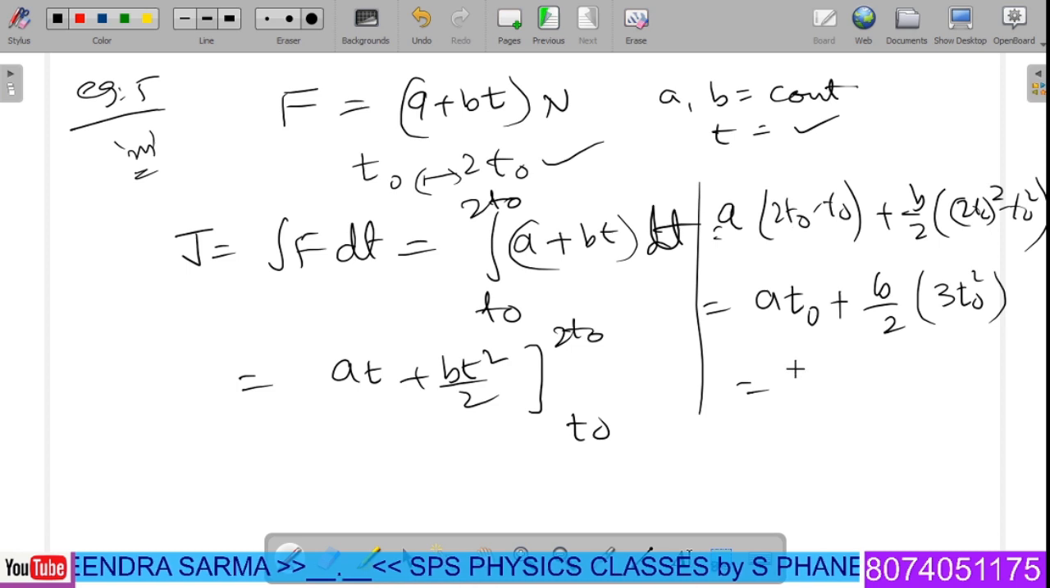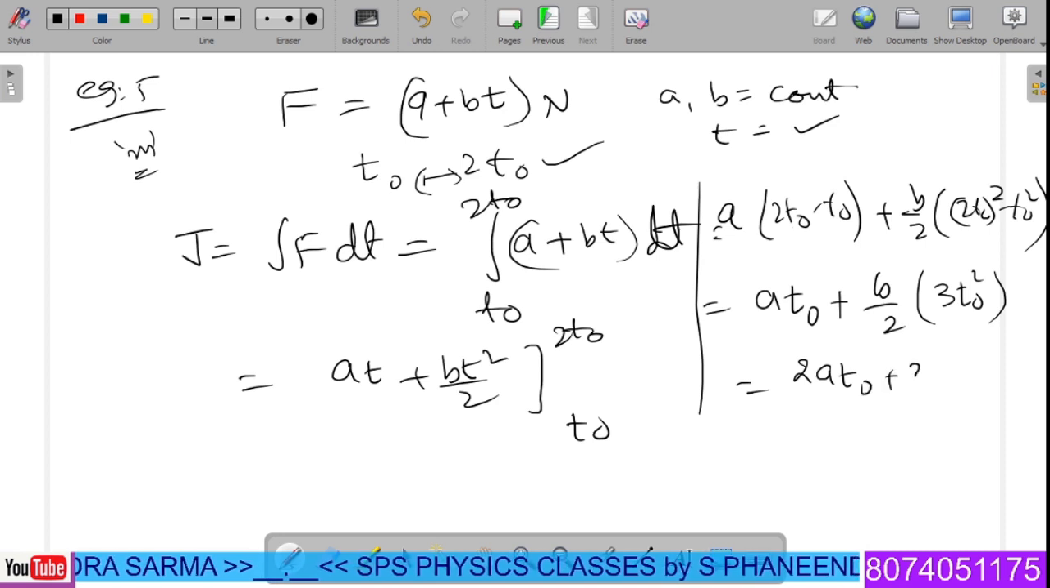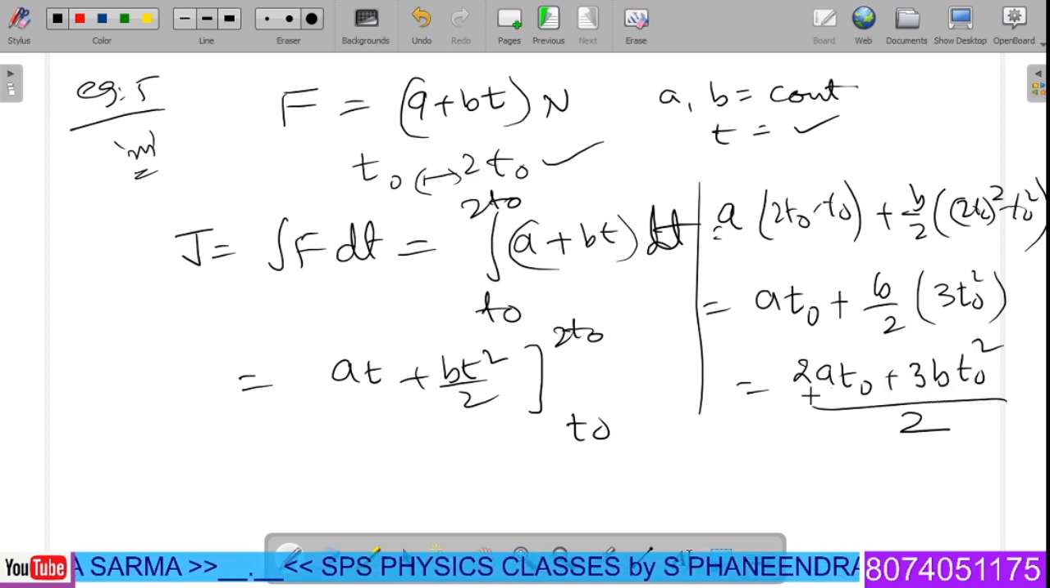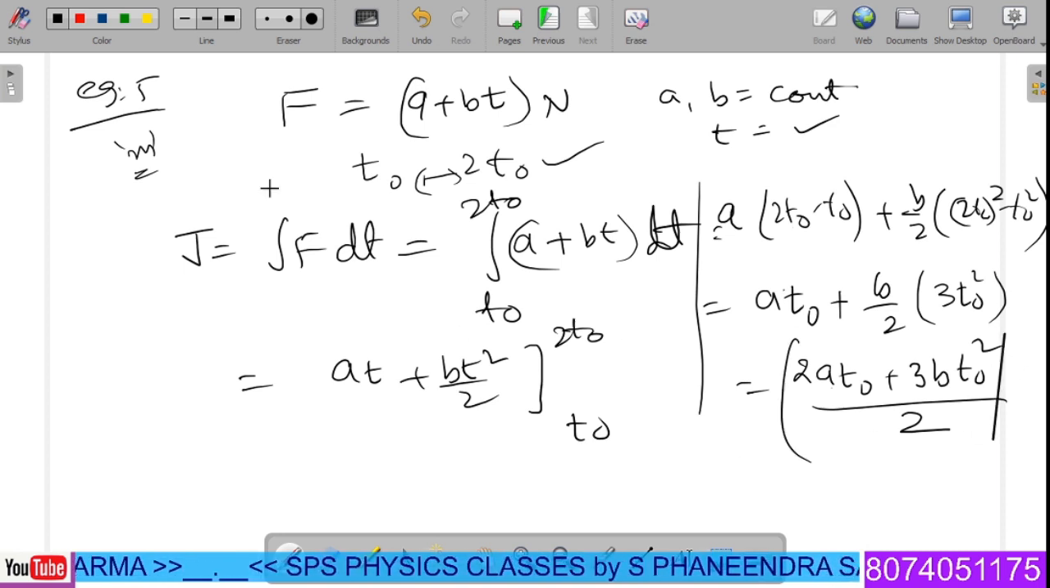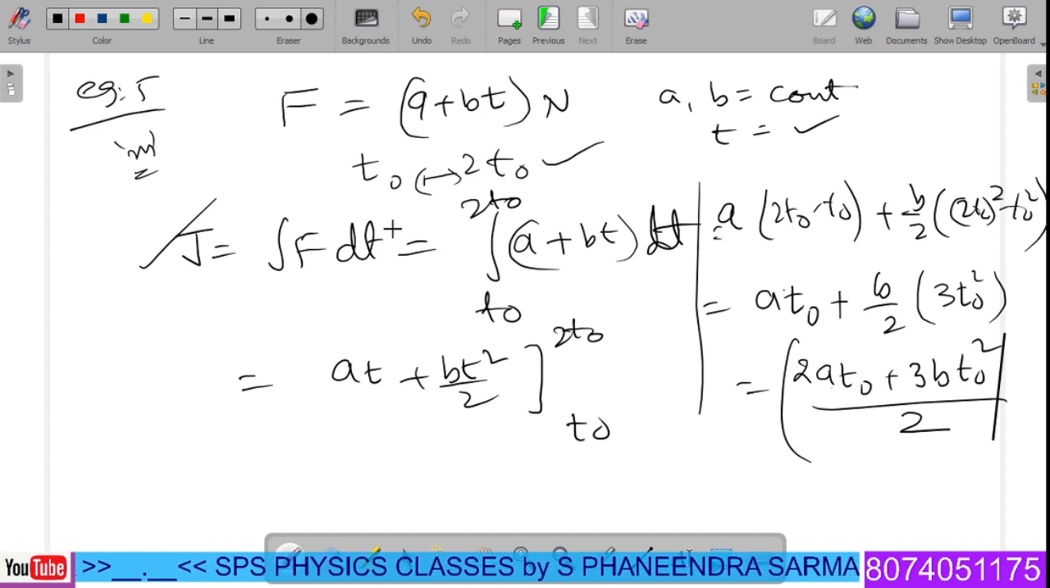Taking the LCM as 2, we get 2A T naught plus 3B T naught square by 2. This is the value of the change in momentum in the given interval, or you can call it the impulse in the interval T naught to 2 T naught. Like this, we have many kinds of examples on impulse.